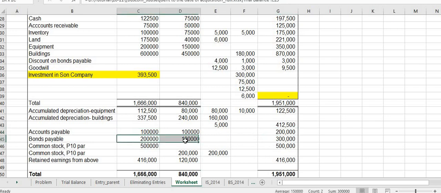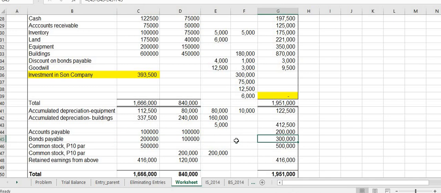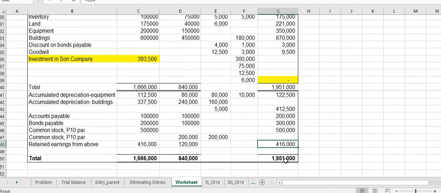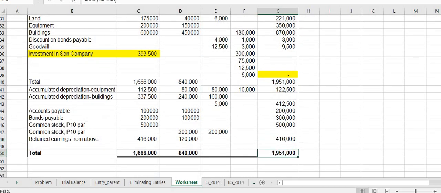Then yung bonds payable natin is actually 300,000. So since may eliminate itong common stock ni subsidiary, mga forward na is yung kay parent. And then yung retained earnings computed natin kanina for 16,000. So we have 1,051,000 as a total in our consolidated column for the balance sheet.